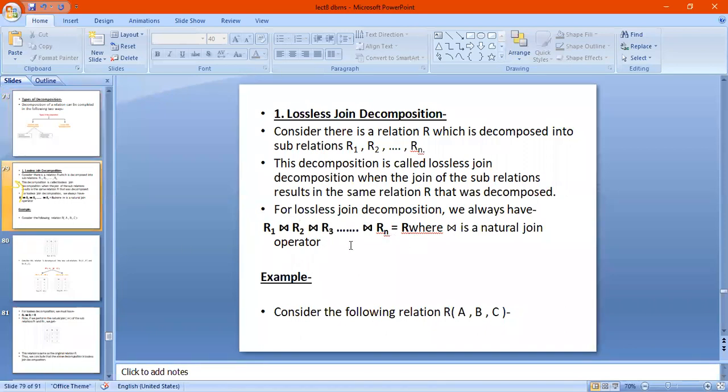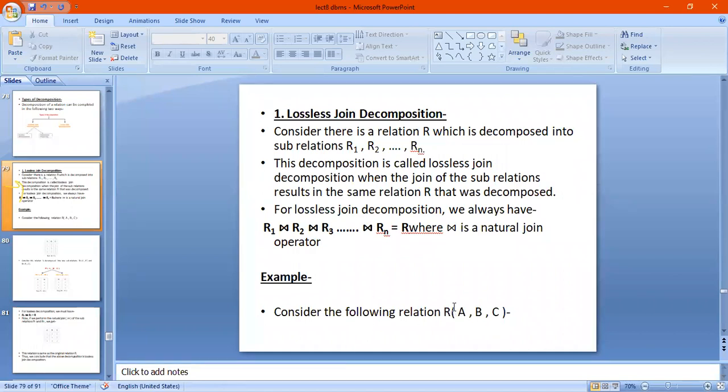So R equals R1 ⋈ R2 ⋈ R3 and so on till Rn, where this symbol ⋈ is called the natural join operator.